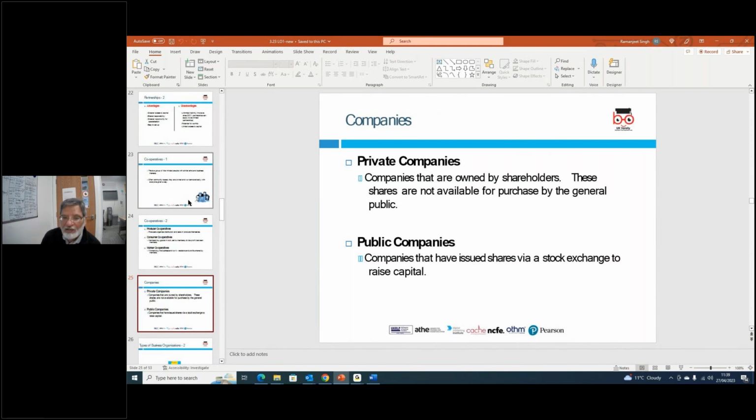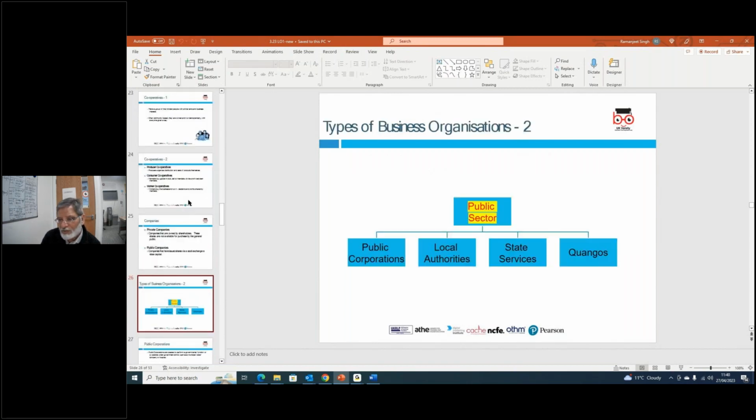And it can raise capital, whereas private companies, sole traders and partnerships can't raise capital through the stock exchange. Okay, so if you look at this slide, the first slide tells you the organization. This second slide tells you the types of public sector organizations, right? So moving on.